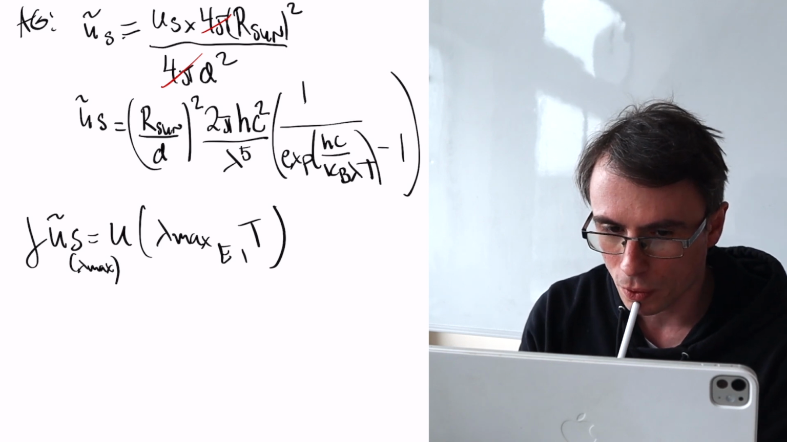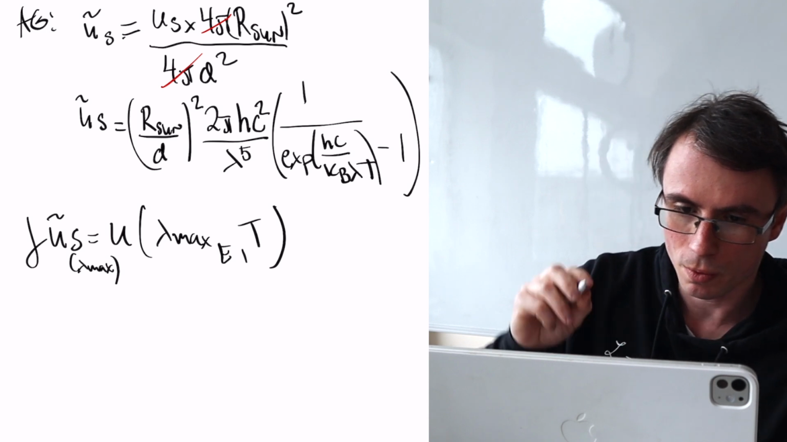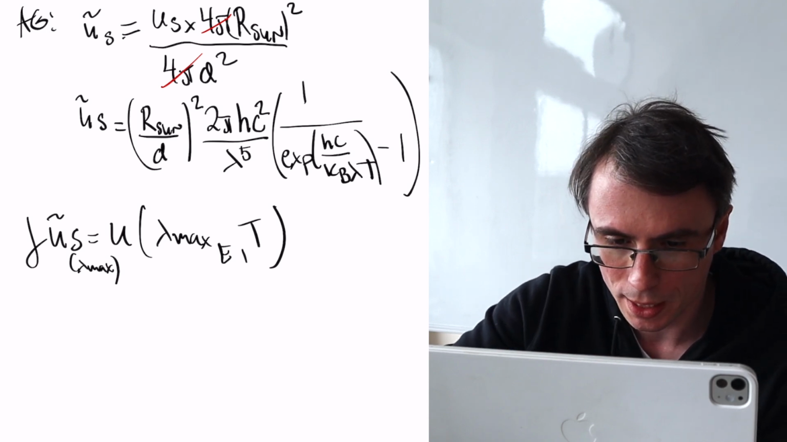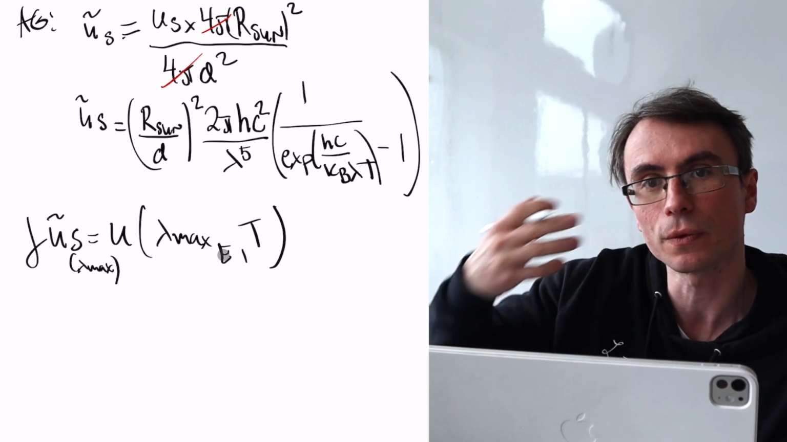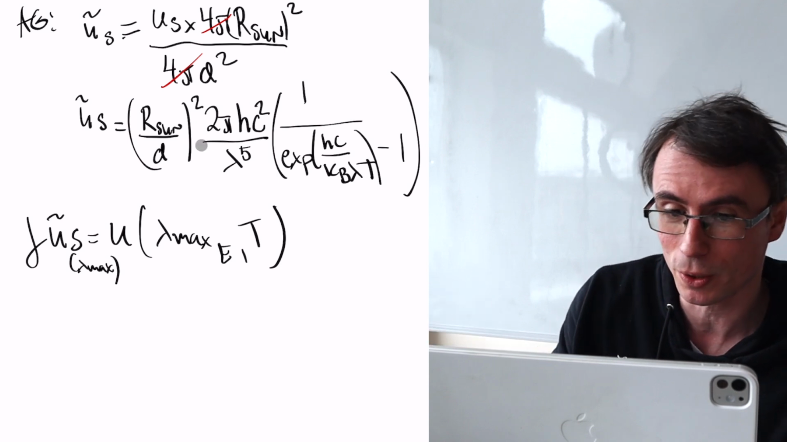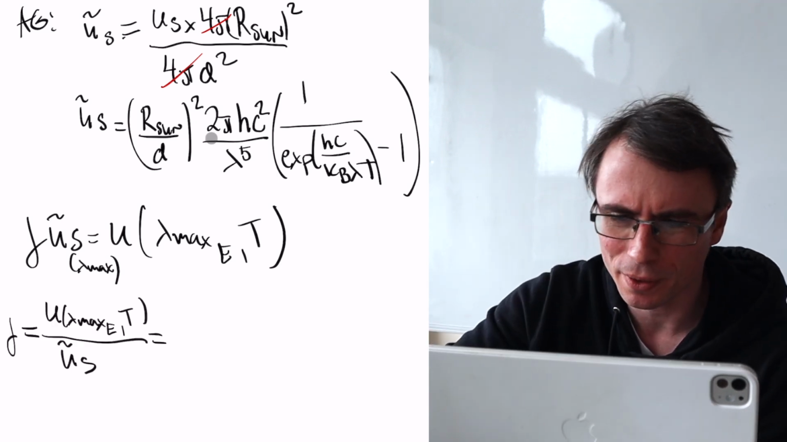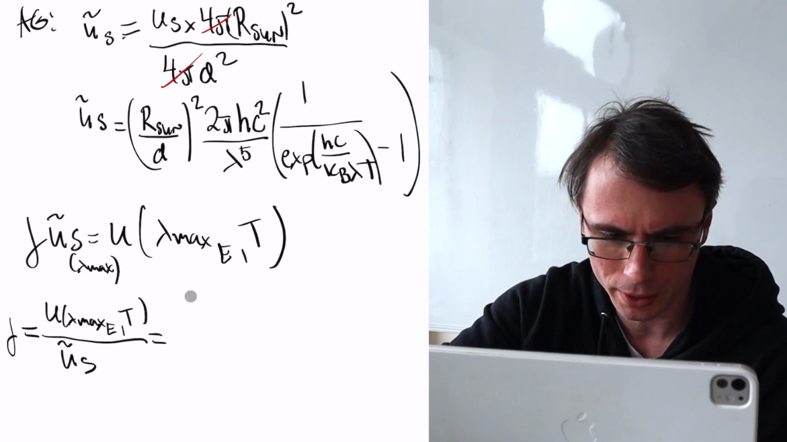Okay, so we're looking for gamma. All we need to do is basically write out u as applied for the Earth as an emitter and then divide it by this expression. Now those constant terms of 2 pi hc squared, they're all going to cancel, so I'm not going to be writing them in.